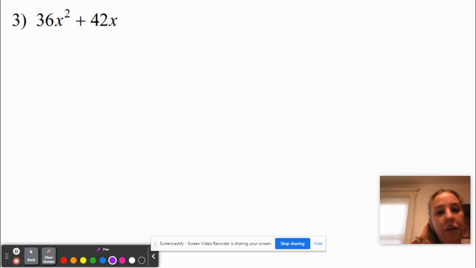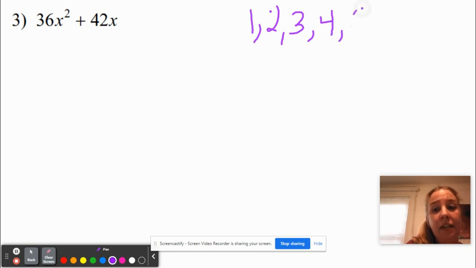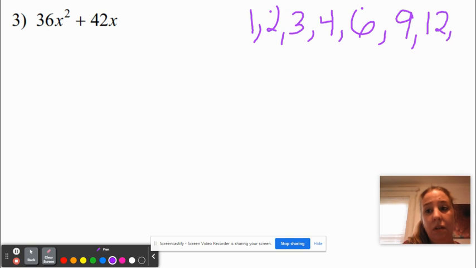Okay. 36 and 42. So numbers that go into 36, 1 does, 2, 3 does, 4 does, 5 does not, 6 does, exactly 6 times. 7 doesn't, 8, 9, 10 does not, 11 does not, 12 does, and that would be it.